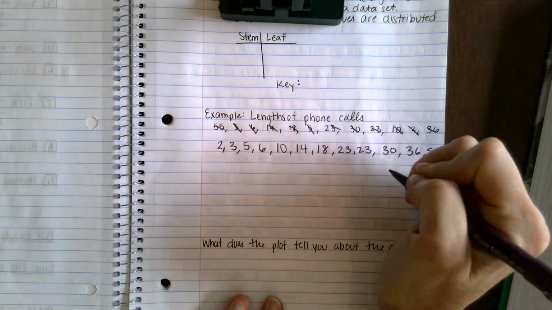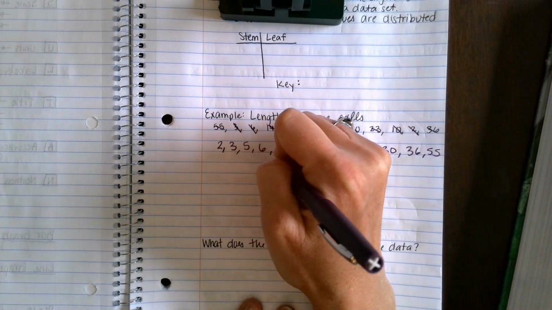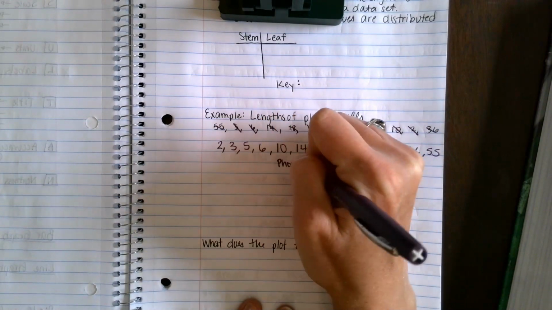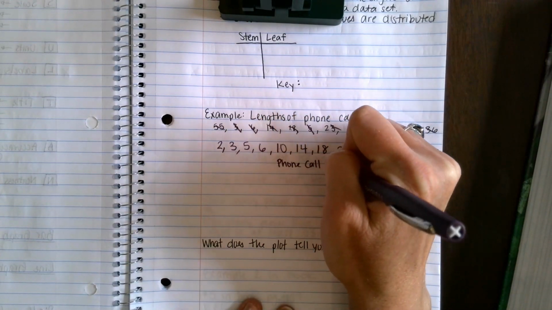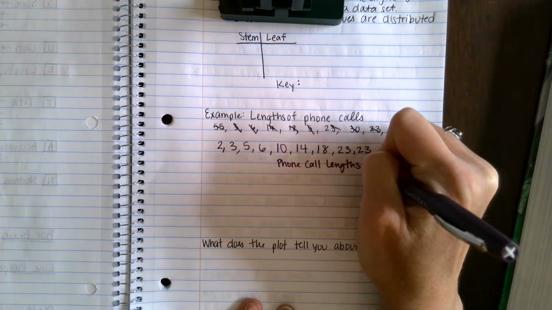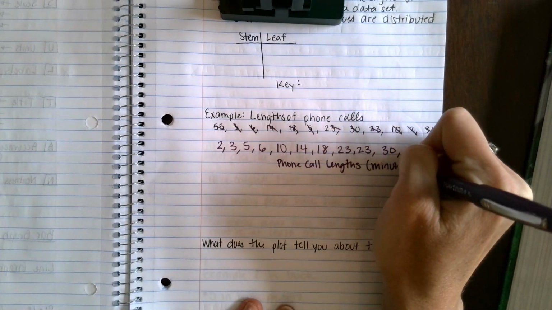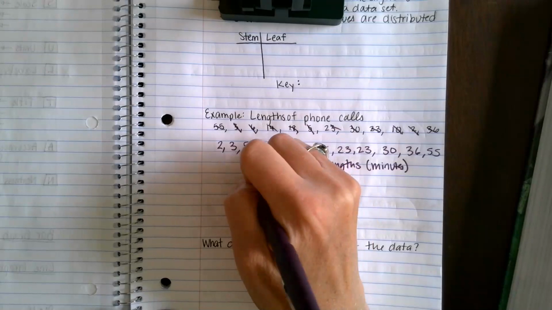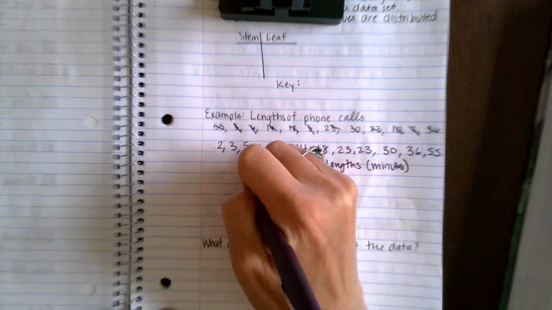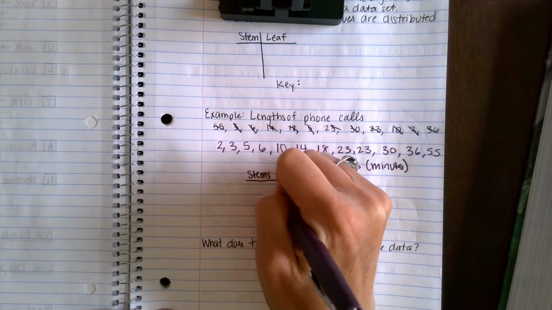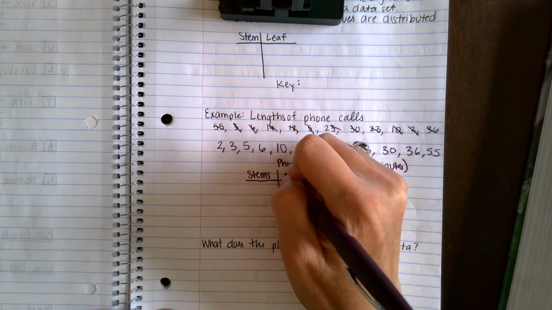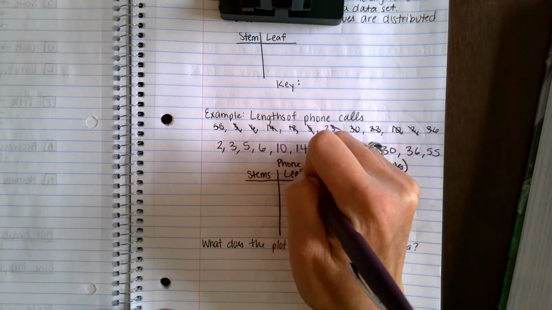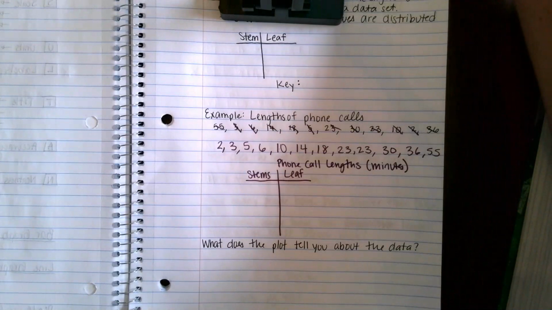So the title of this would be phone call lengths. And then the unit is minutes. And then my stems are my tens. And my leaves, or leaf, are my ones.